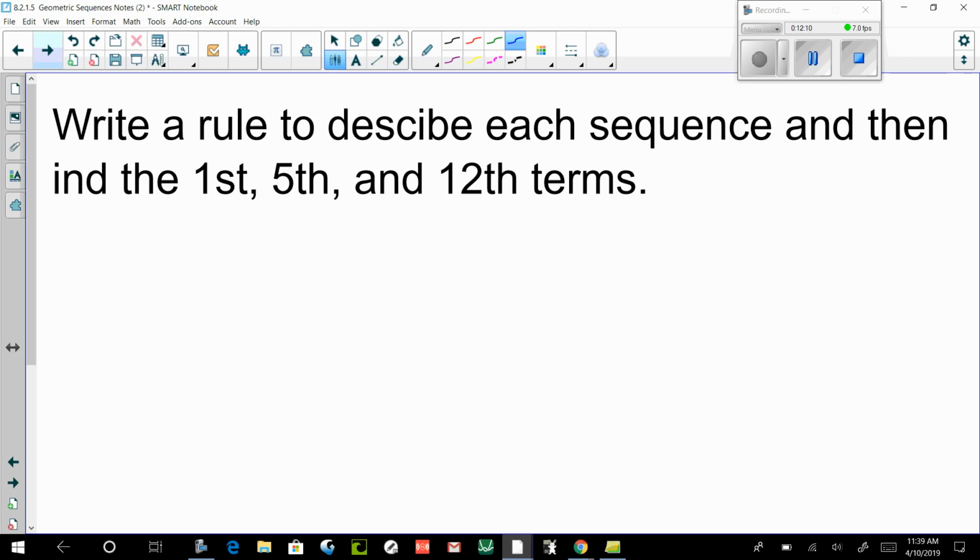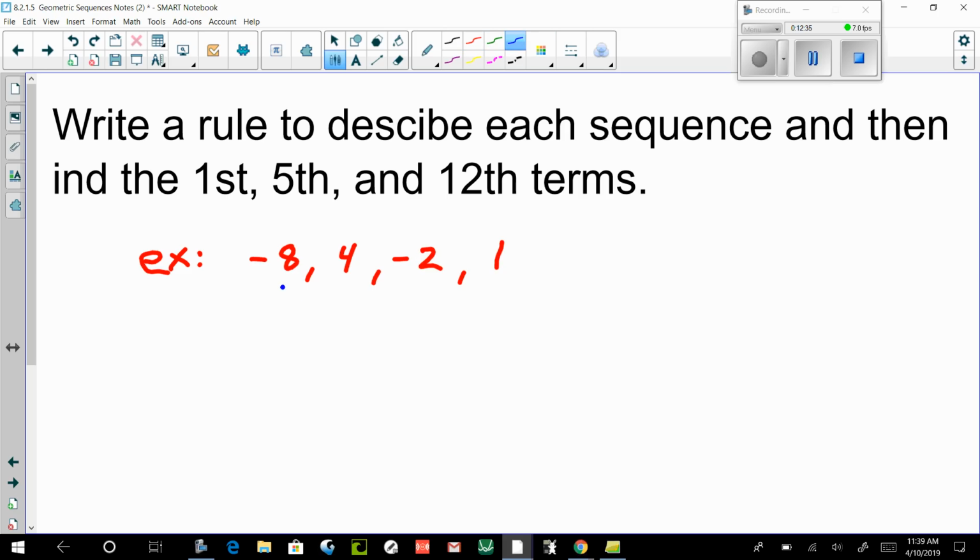Write a rule to describe each sequence, then find the first, fifth, and 12th terms. So we're going to go ahead and do this. I'm going to give you this number sequence. I'm just making up an example here. I'm going to start with negative 8. Then we're going to go positive 4. Then we're going to go negative 2. Then we're going to go positive 1.